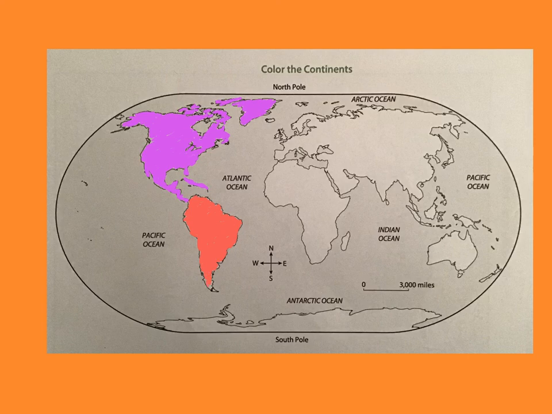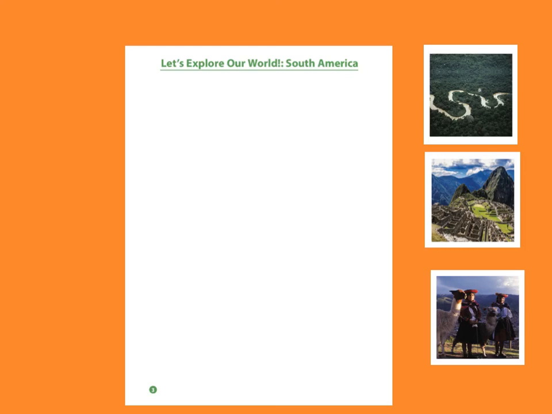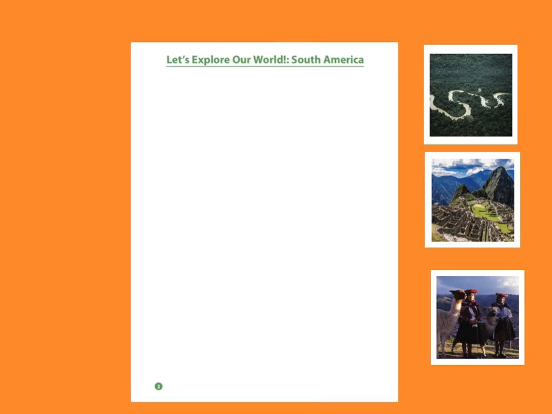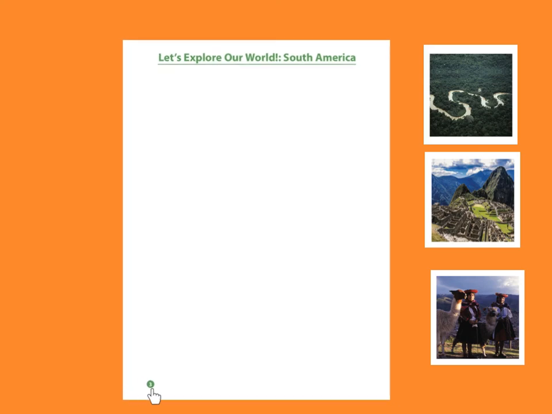Again, if I'm coloring much faster than you, that's okay. You can just finish up, but you should have your continent of North America purple and your continent of South America red. Good job coloring. Now, before we move on to the next continent, we're actually going to move these stickers over to our passport book. So find page 3 in your passport book.